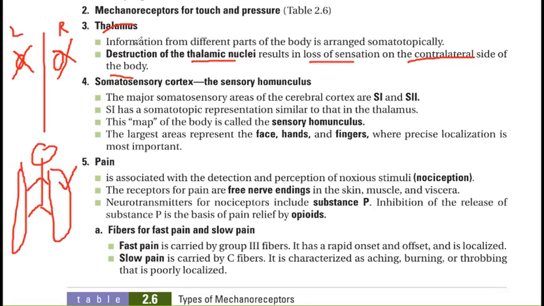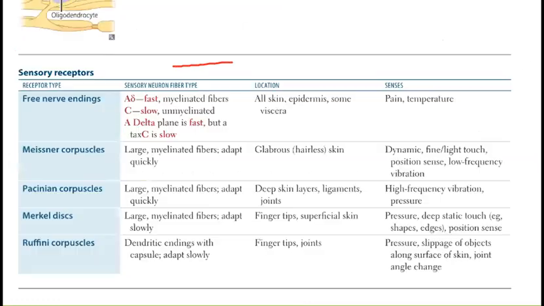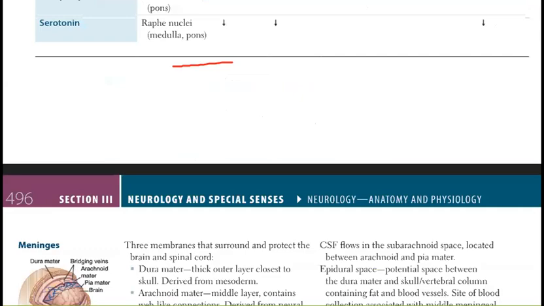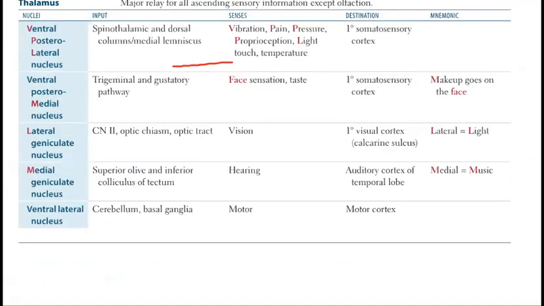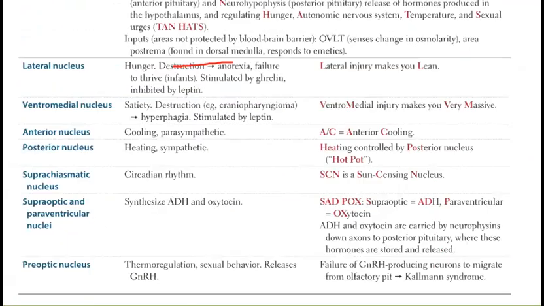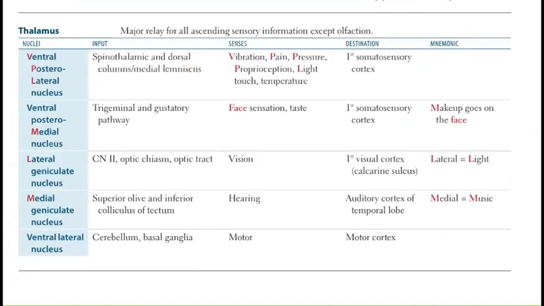If your right thalamus is destroyed, you will see features on the left side of the body. So they have written that destruction of thalamic nuclei results in loss of sensation on the contralateral side of the body, like on the opposite side of the body. So we go opposite for the body, but not for the face. Now regarding the thalamic nuclei, this is your chart, and again a very important chart. This is on page number 498 of your First Aid 2020 book. Study this chart.